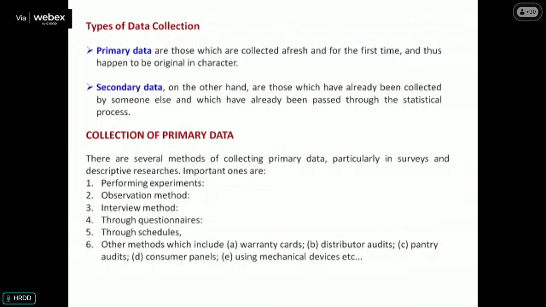So secondary data has already been collected. Means if you are writing a review article, what will you do? You will only look at secondary data. The review article is not original. You are not creating any data and publishing it yourself. Okay, so this is what secondary data and primary data are.